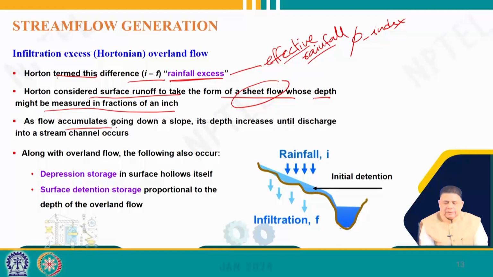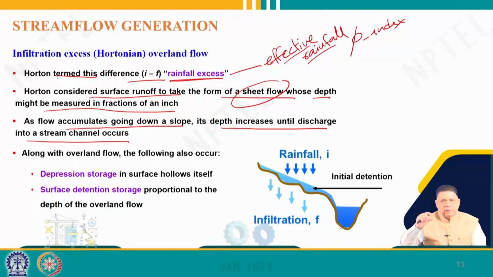As flow accumulates going down a slope, its depth increases until discharge into a stream channel occurs. So obviously, if there is a sufficient slope, then as the overland flow starts taking place, more and more flow will join. So the thickness of the sheet, which started as a thin layer, will grow as the flow moves down, and finally the discharge into the stream will occur.